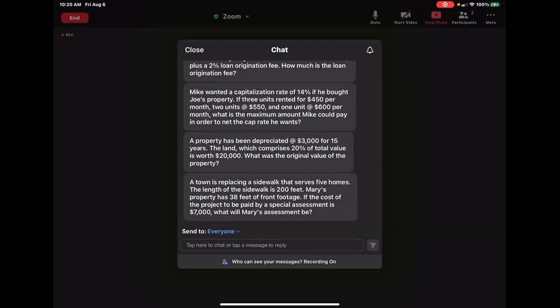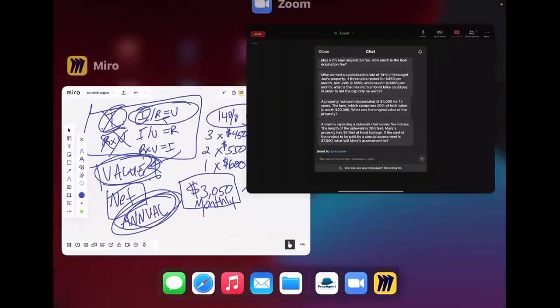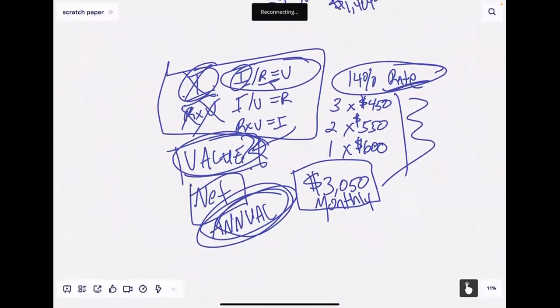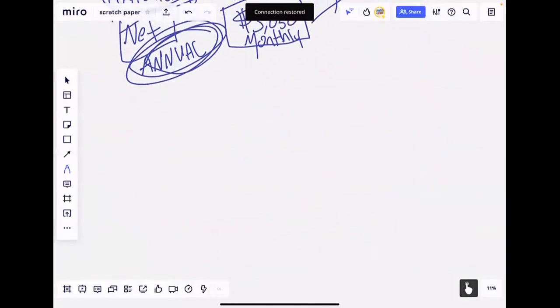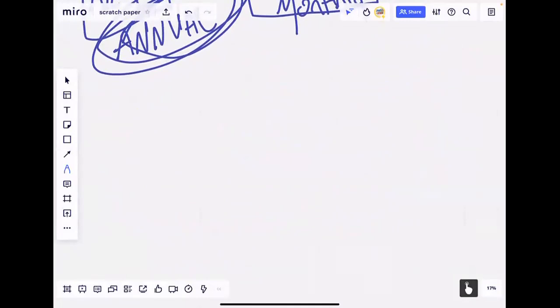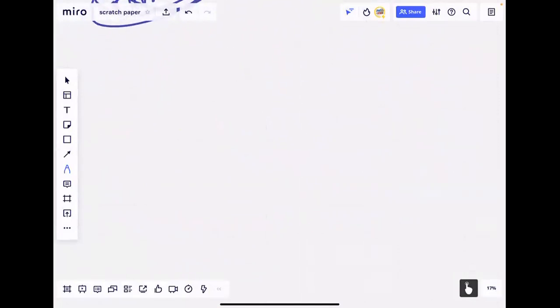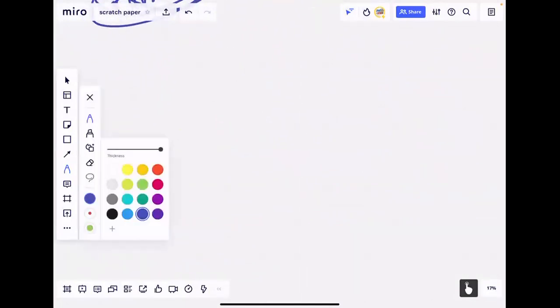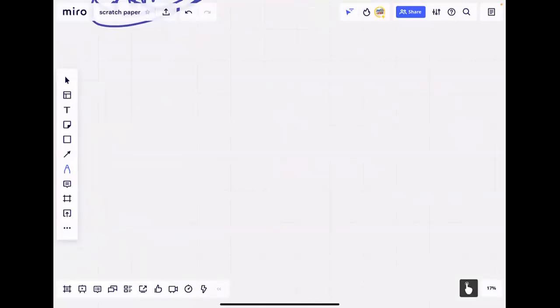What will Mary's assessment be? And special assessment is when you only pay it if it affects you, correct? It seems like it's affecting Mary. It is. So let's talk about this for a second. I'll see if we can get through this question so you can understand how to solve for this, because I think this is a good question, not only for understanding special assessment taxes, but just in general. So it's a 200-foot sidewalk. I'm actually going to draw it.